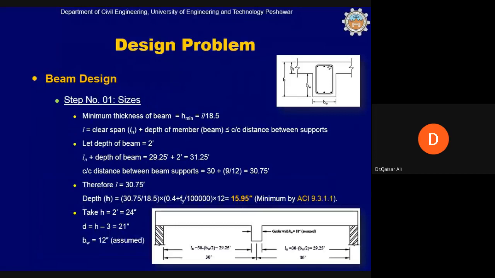Okay. So now we will discuss the beam design, because slab design we have already discussed 2 times in option 1 and 2. I hope that is clear to all of you. Okay, let's start the design of beam.